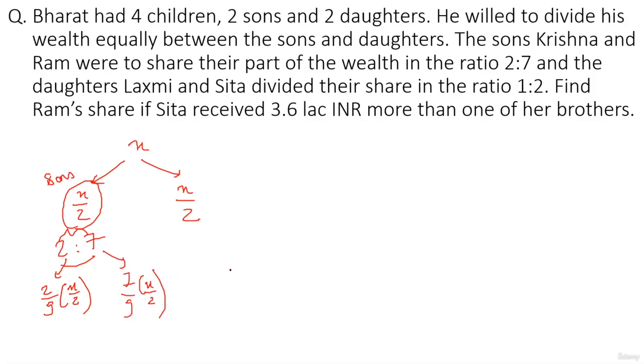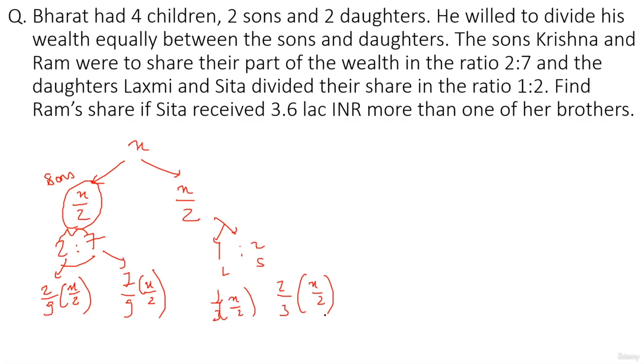All right, and the daughters Lakshmi and Sita divided their share in the ratio 1:2. Okay, ये ratio 1:2 है. So basically Lakshmi and Sita में, okay, Lakshmi will get 1/3 of x by 2 and Sita will get 2/3 of x by 2. Find Ram's share if Sita received 3.6 lakhs INR more than one of her brothers.